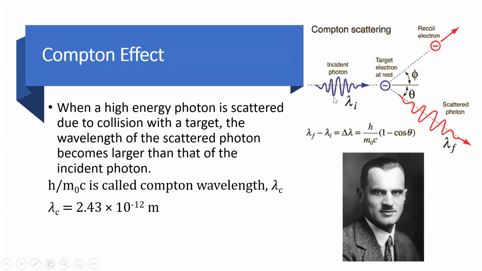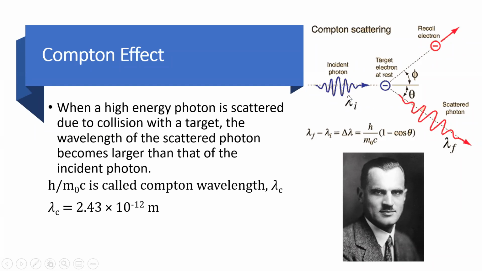So here you can see a picture. Suppose this is the incident photon having a wavelength lambda I, the wavelength of the incident photon. And suppose the target is an electron which is at rest. Now, when this high energy incident photon hits the target electron, what happens? It will get scattered. And when it comes out, the scattered photon has a higher wavelength than the incident one. Now, this is in the X-ray region.